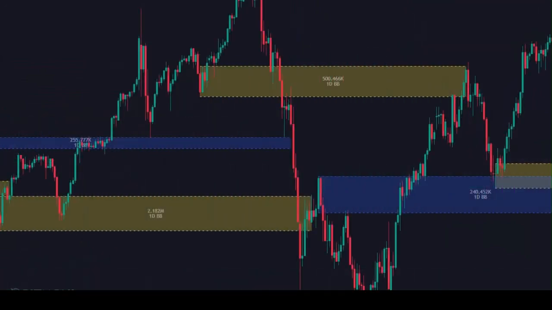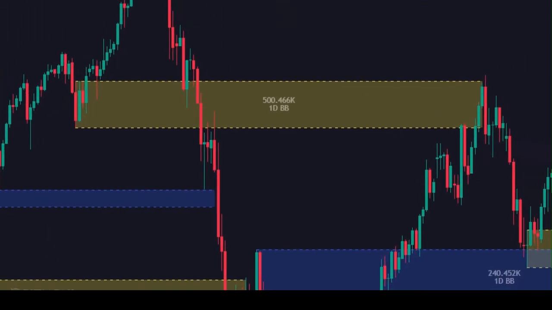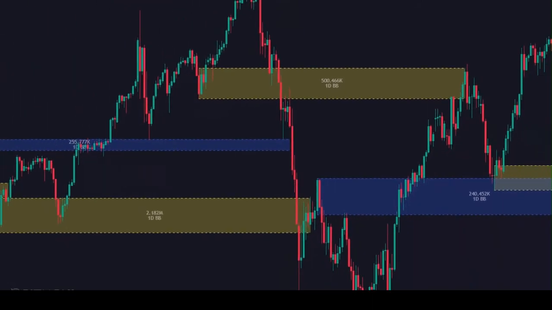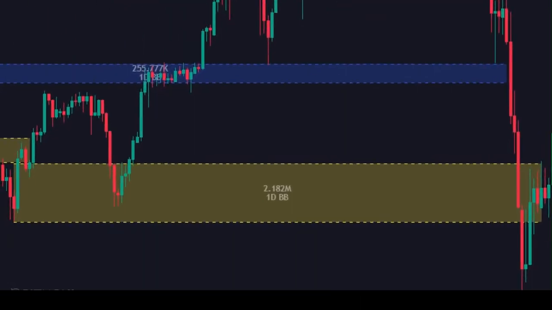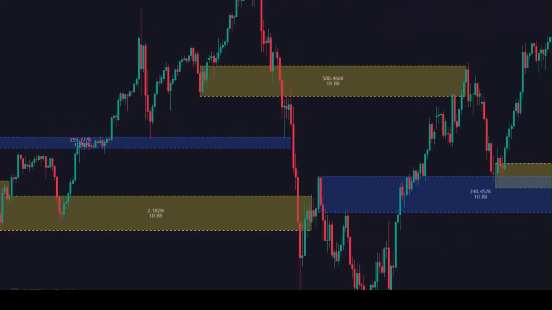The indicator also prints breaker blocks. As we all know, breaker blocks are formed when order blocks are broken. And just like support and resistance, where support turns into resistance after being broken, the same logic applies to breaker blocks. When an order block breaks, it turns into a breaker block, and that can be used to spot market reversals. The breaker blocks show the total volume in these zones, so you can filter out weak and strong points of interest in the market. And just like the fair value gaps and order blocks, the breaker blocks work on multiple time frames too.